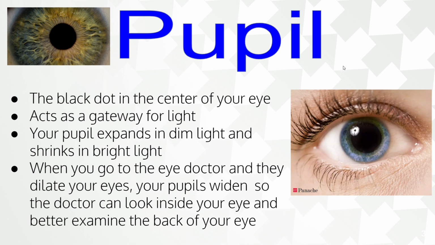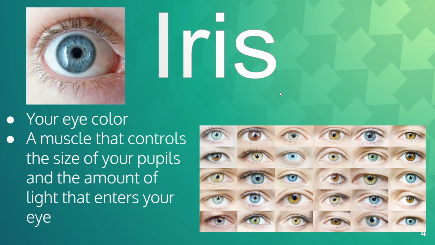Next, we'll be talking about the pupil. The pupil is the black dot in the center of your eye, as you guys can see in the images. The pupil acts as a gateway for light to enter, and your pupil expands in dim light and shrinks in bright light. So for example, when you go to the eye doctor and they dilate your eyes, right, your pupils will widen so the doctors can take a clearer look inside your eye and better examine the back of your eye as well.